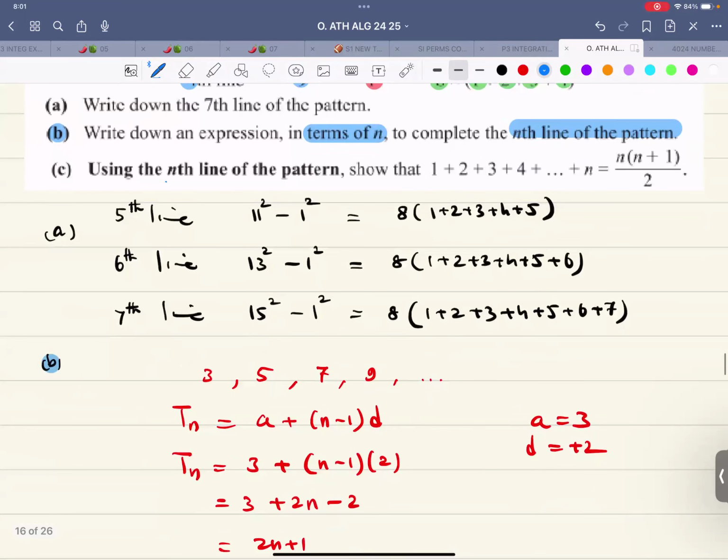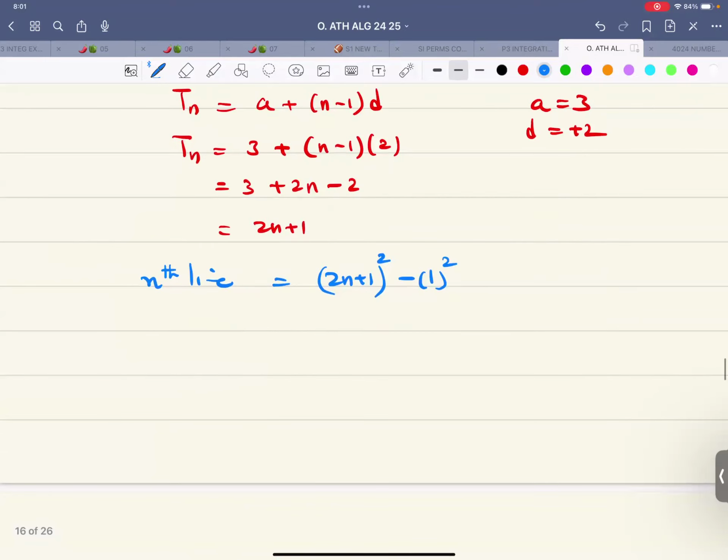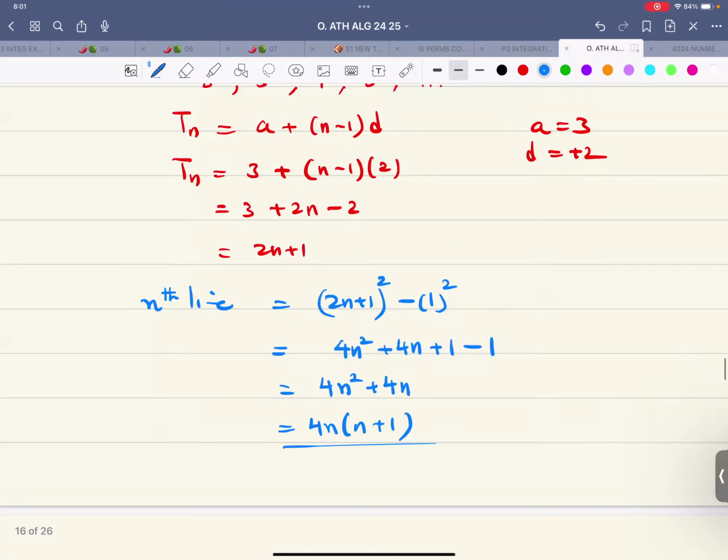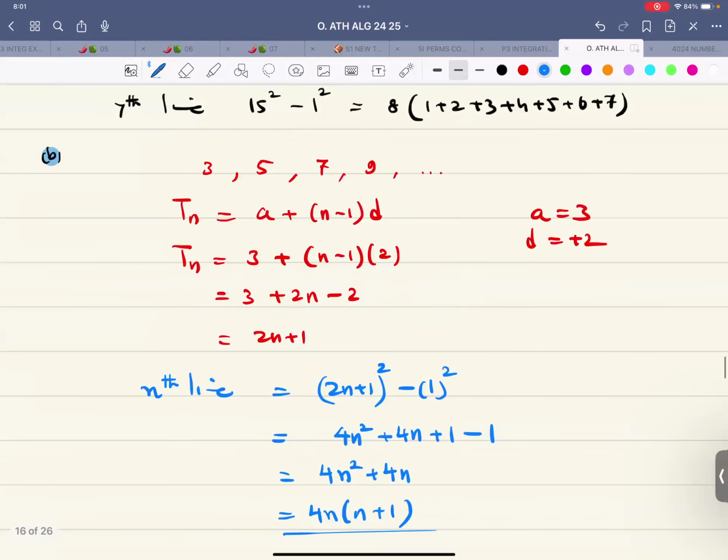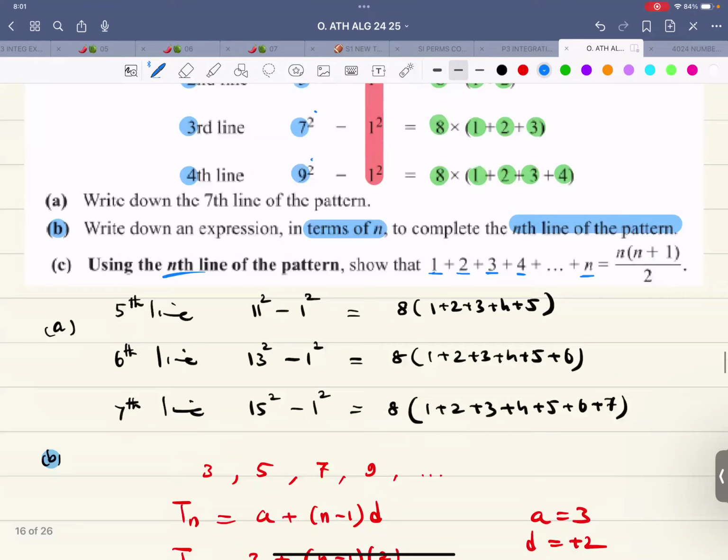No. Using the nth line of the pattern, show that 1 plus 2 plus 3 plus 4 all the way till n is this thing. Now this, let me just expand it a bit more. So therefore, this is 2n, the whole thing square. That is 4n square plus 4n plus 1 minus 1. That is 4n square plus 4n. That can be written as 4 common, n plus 1. Now, this is the nth line written in this format. But at the same time, we know that this is also equal to this.